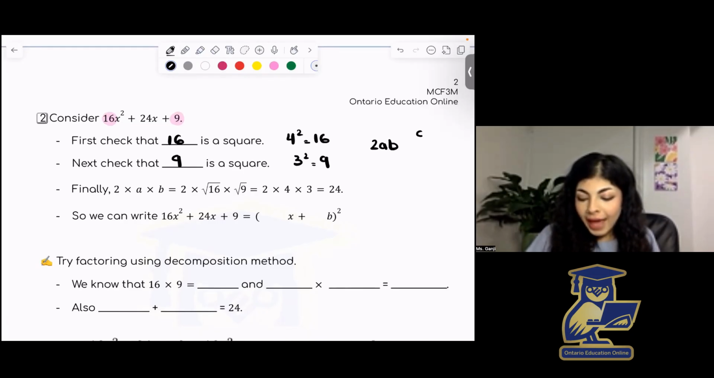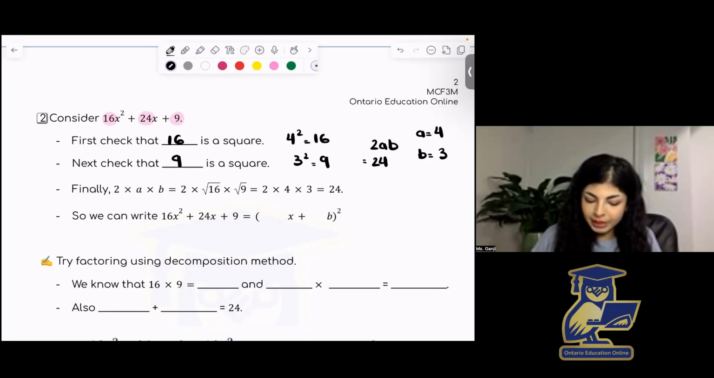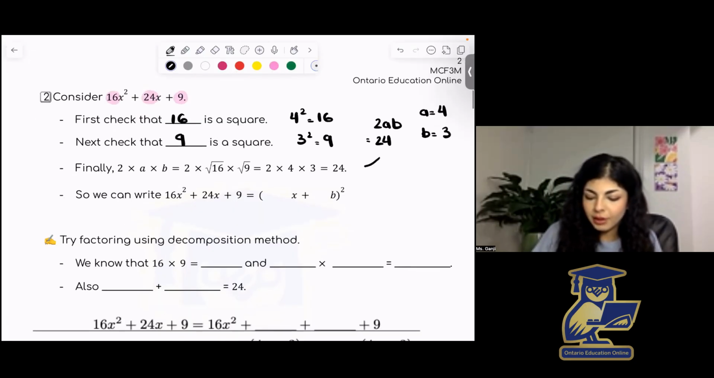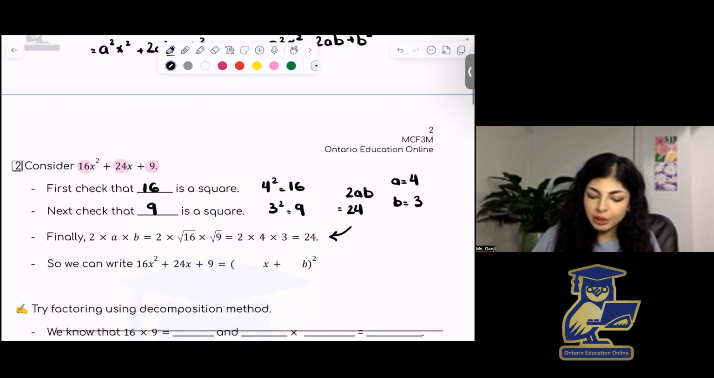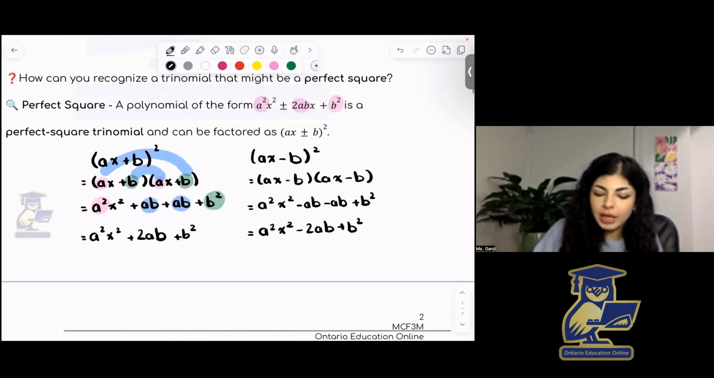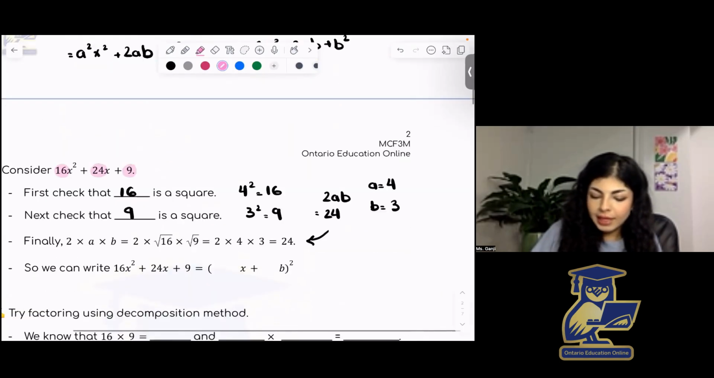But a is not 16, it's 4. And b is not 9, it is 3. So 2ab will be 24, because 2 times 4 times 3. And so we do actually have that 24 there as well. And that's what I've done over here. So now, based on our definition of a perfect square, we know that we can write it as ax plus or minus b and then square that.